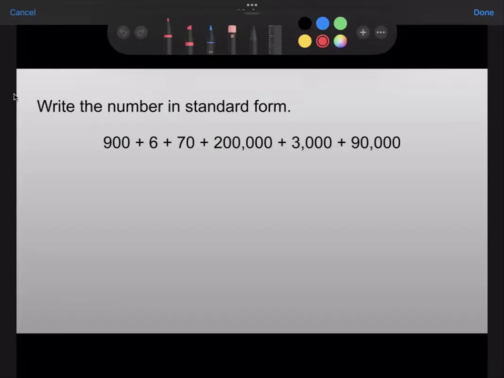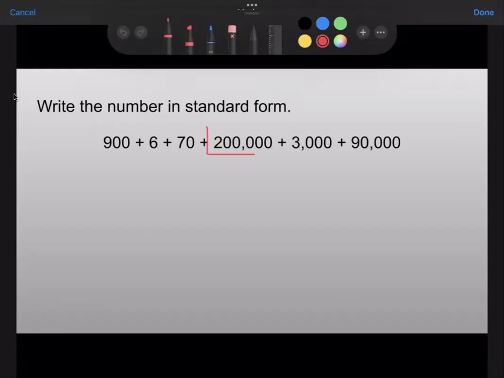Okay, so this last one is a little bit of a challenge here because we have an expanded form that we're rewriting into standard form, but it's all out of order. So again, we still want to try to start with the largest place value we have. And it looks like the 2 has the most amount of zeros after it. So that would make it our largest place value. Now, again, you could use the adding method and just add all of these up and just put them in any order you want, but I think I'm going to do it this way.